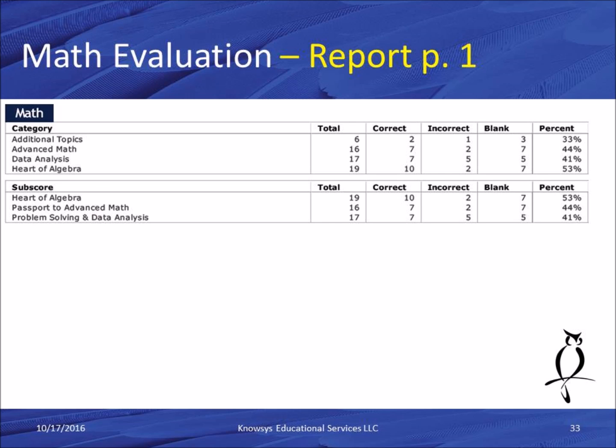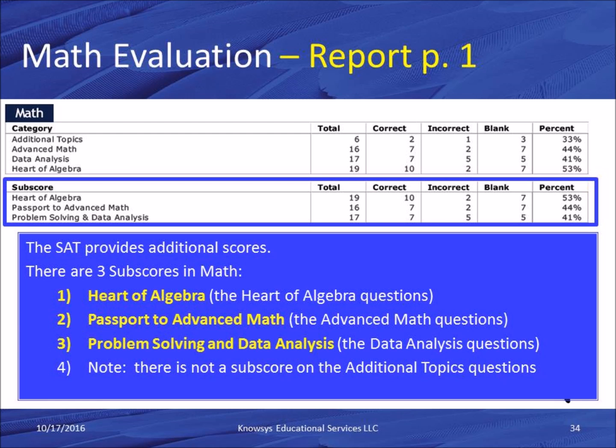Okay, so let's look back at the report, and now I want to focus on the subscores. On every SAT exam, you will be given 3 subscores in math. They are Heart of Algebra, those are the Heart of Algebra questions. Passport to Advanced Math, those are the Advanced Math or the Algebra 2 questions. And then Problem Solving and Data Analysis, and these are the Data Analysis questions. Notice that there's not a subscore for the Additional Topics questions. Why not? I don't know. But anyway, these are the 3 subscores that you will have on every single exam, and they are based on a subset of the questions within the 2 math sections on the exam.